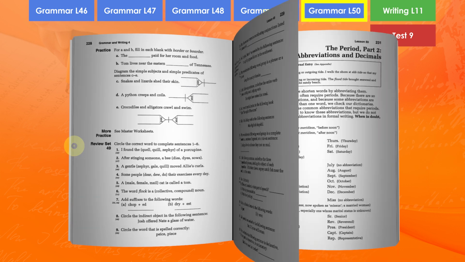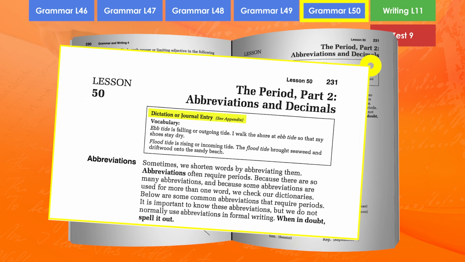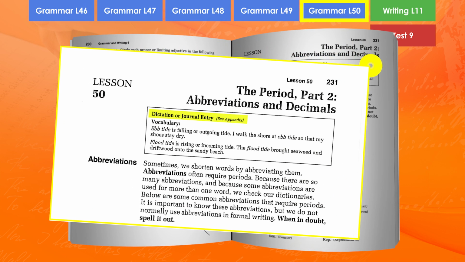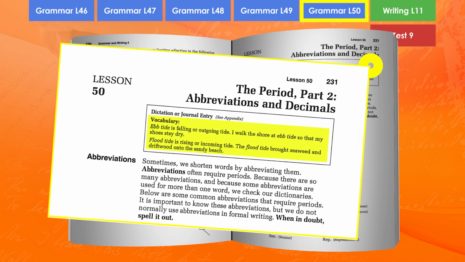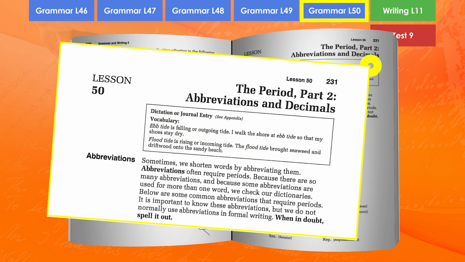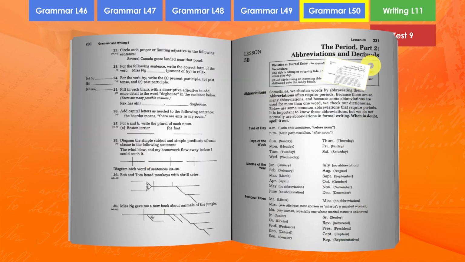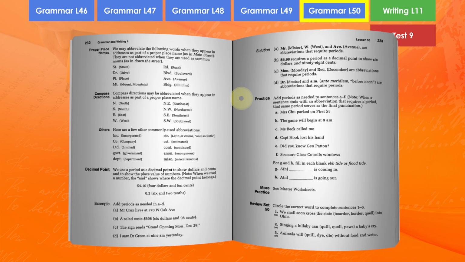Day 5, students can look over their sentences they copied on Monday before taking the dictation test. Then the dictation test is given, followed by vocabulary words where students learn the difference between ebb tide and flood tide. The new lesson explains how to use a period when writing abbreviations and decimals. After the lesson practice, an optional additional practice sheet is completed. Students work on the review set.